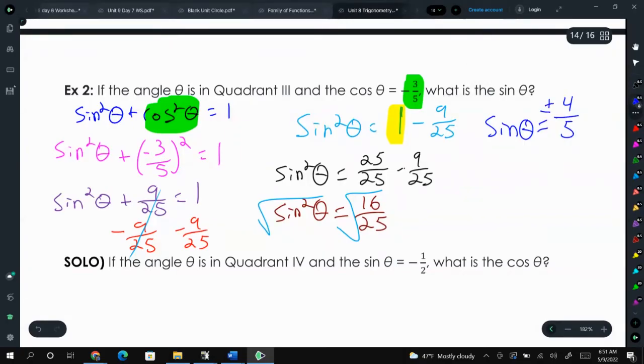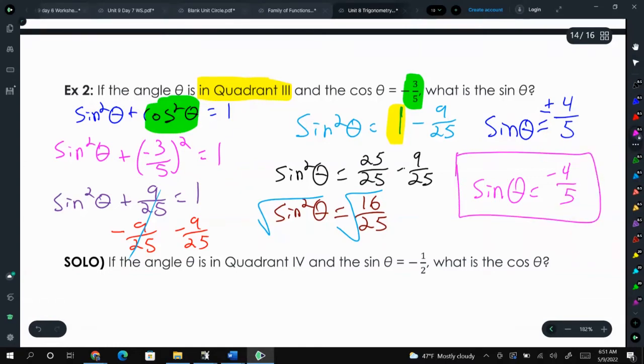And since we took the square root, it's going to be plus or minus. But like I was saying, because we are in quadrant 3, my value is going to be negative 4 over 5, because in quadrant 3, sine is negative.